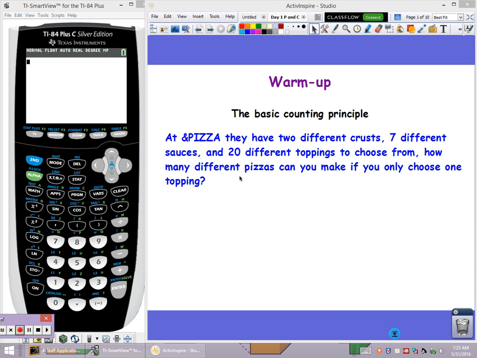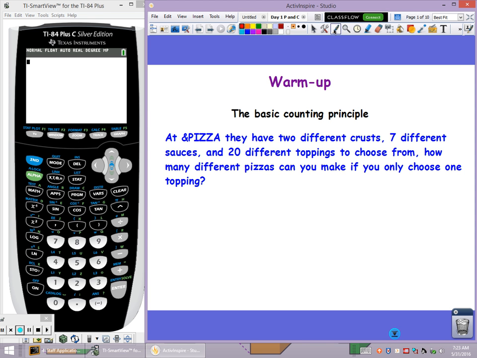It says at And Pizza they have two different crusts. So 2 different options for crusts. They have 7 different options for sauces and 20 different toppings to choose from. And if we only choose one topping, how many different pizzas can you make? So we could go like this. Okay, you have the original crust or the ancient grain.